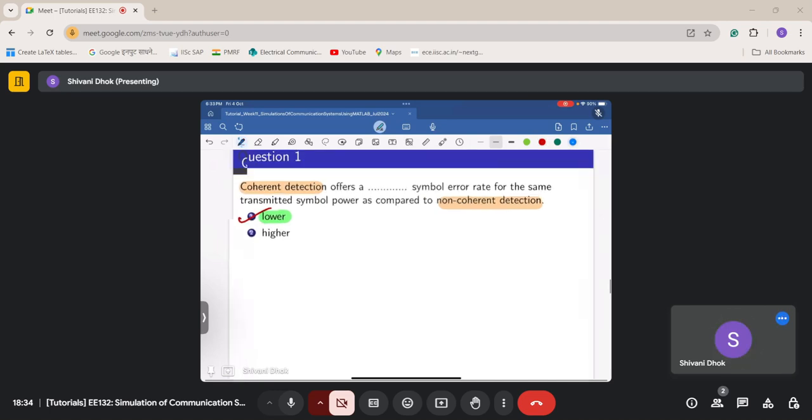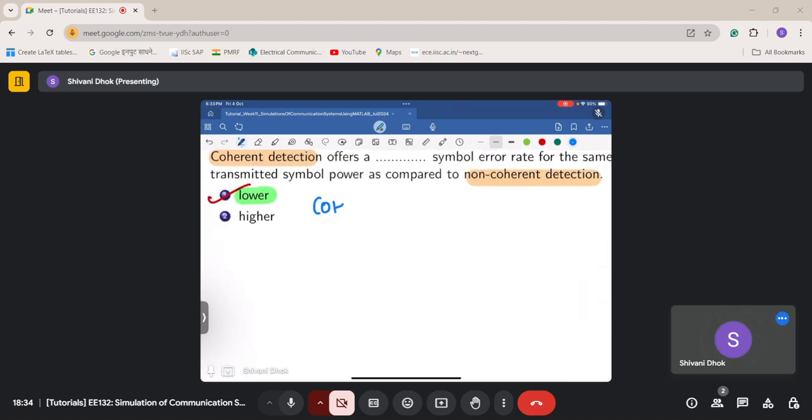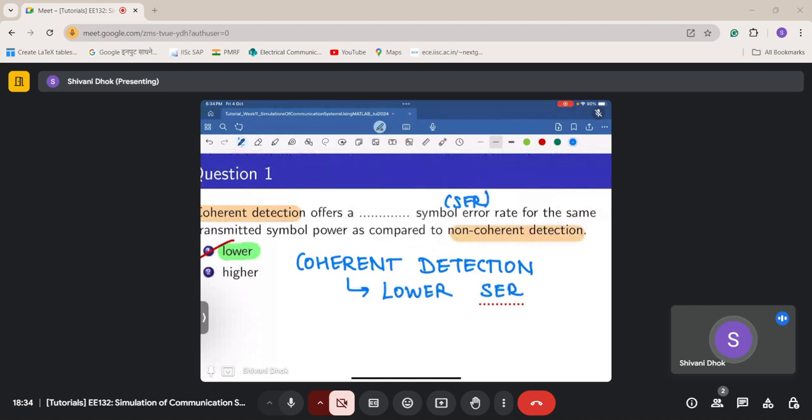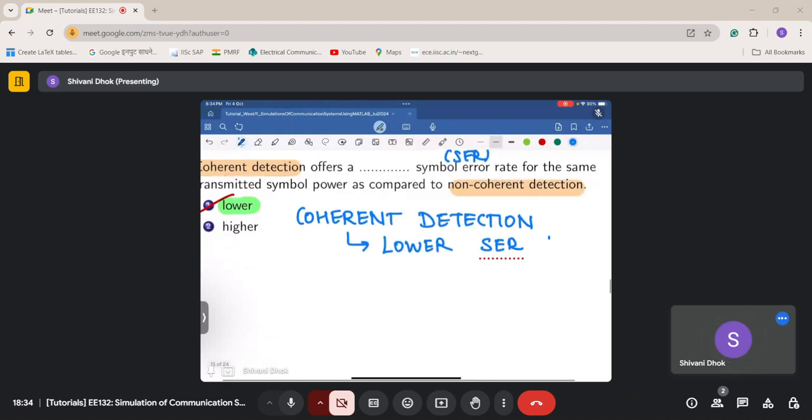So this coherent detection has lower probability of error or lower SER, that is symbol error rate, than your non-coherent detection.